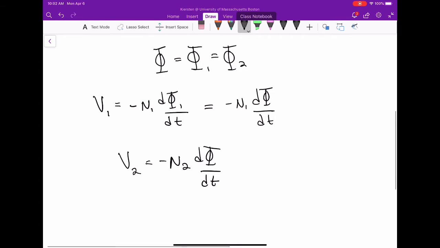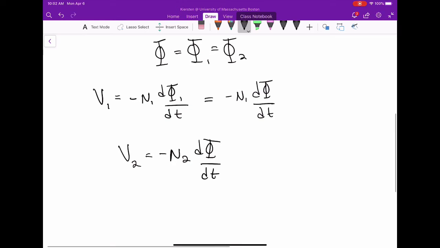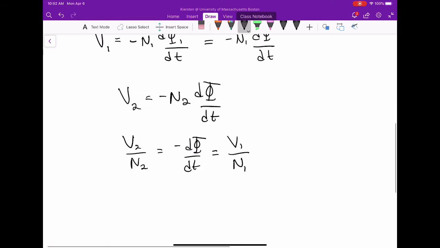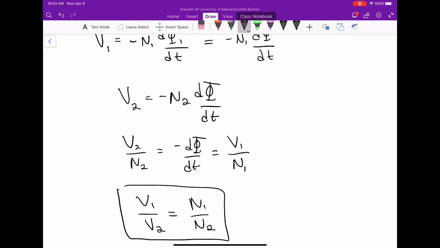Now take a look at that. We have the same time derivative of the flux in both of these equations. So we end up with V2 over N2 is equal to minus d phi dt, which is also equal to V1 over N1. The voltages in these coils are proportional to each other. V1 over V2 is equal to N1 over N2. That's how an ideal transformer works.